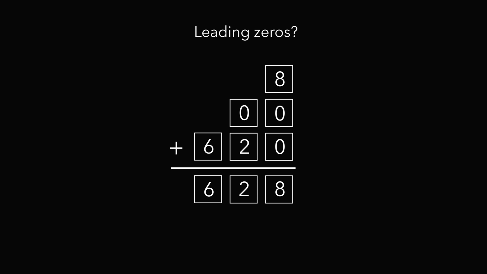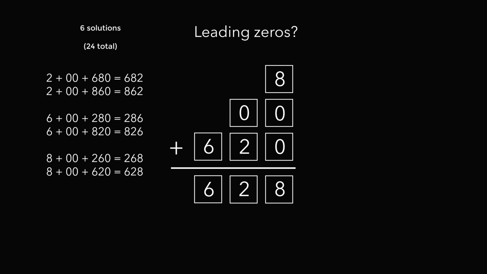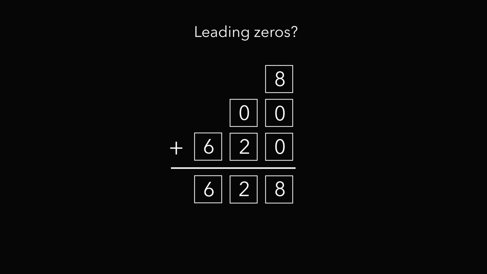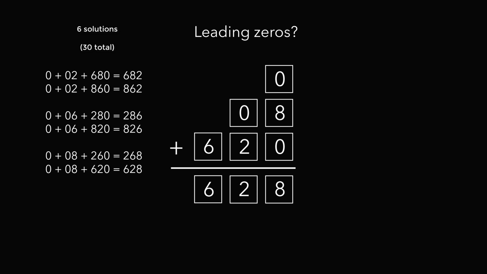Now it's up to you whether you think double 0 is a two-digit number or not, but if you were to consider this possibility, how many more solutions would you end up with? I count a total of 6 possible solutions. Something like 8 plus double 0 plus 620 is equal to 628, and then the various ways we could rearrange the non-zero digits. But what if we were to switch the 8 and the 0 here so that we have 0 plus 08 plus 620 is equal to 628? We would end up with 6 more solutions along these lines.